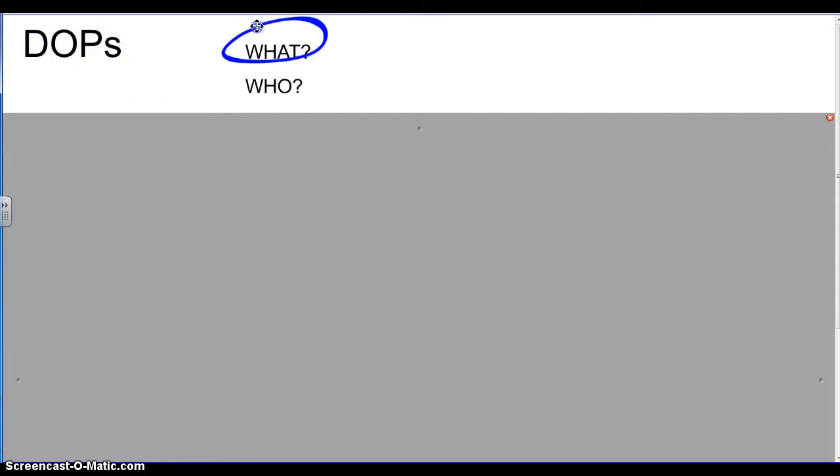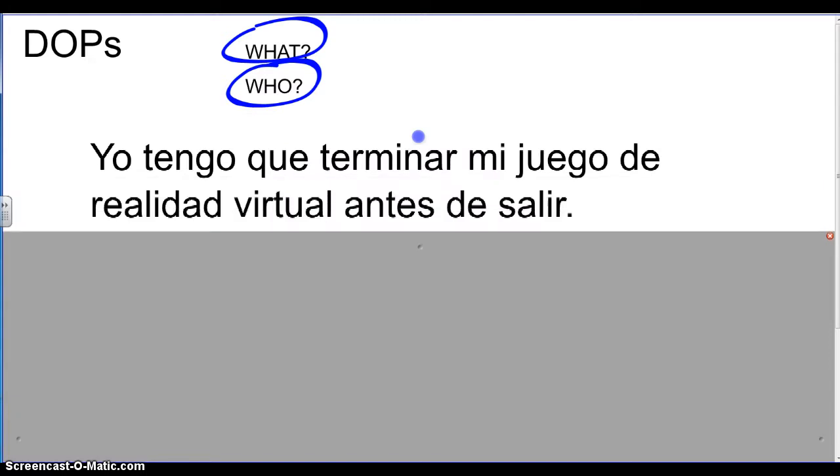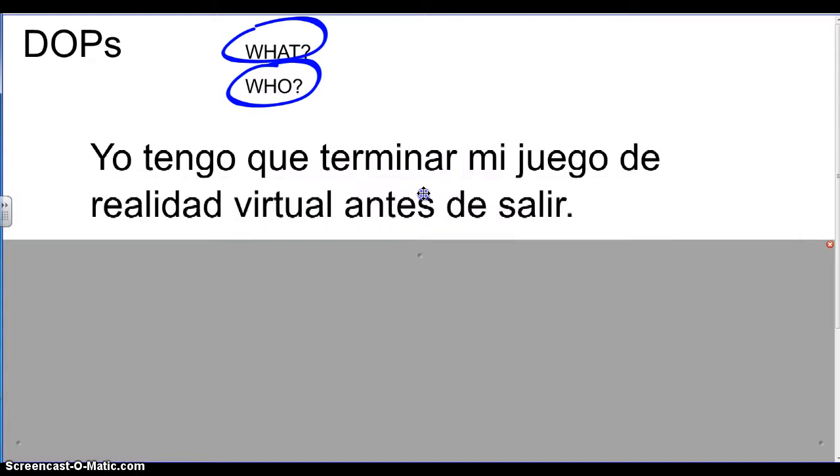The direct object pronouns answer the question what or who in a sentence. So the way to find your direct object is by looking at a sentence and finding the verb. So in this sentence, yo tengo que terminar mi juego de realidad virtual antes de salir. We actually have two verbs. And the one we care about is this one right here, tengo que terminar.